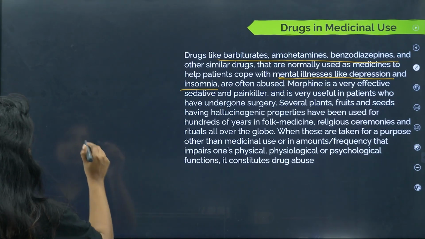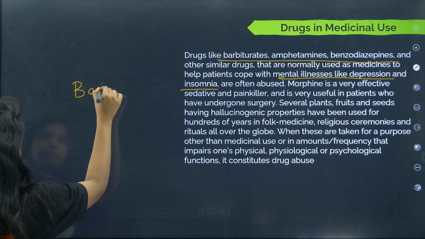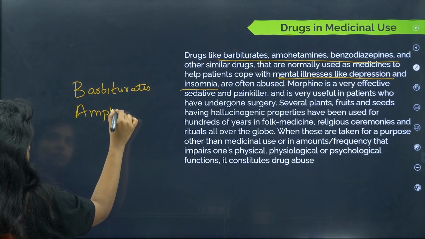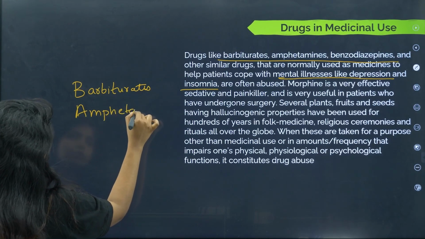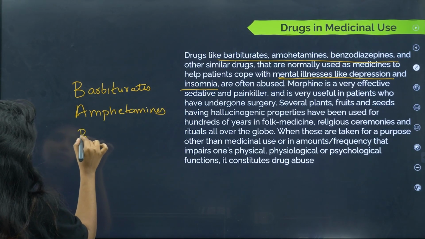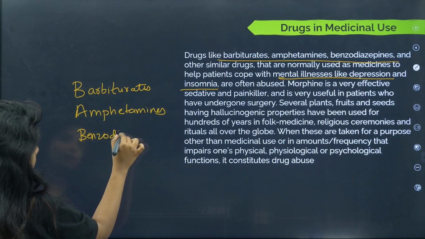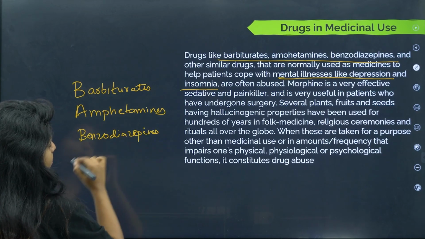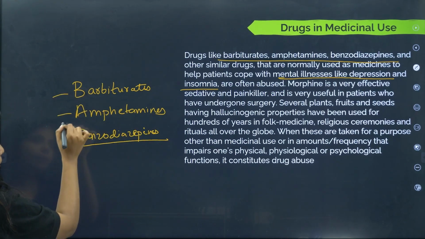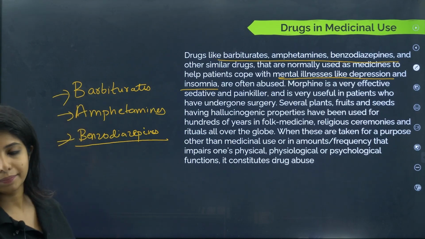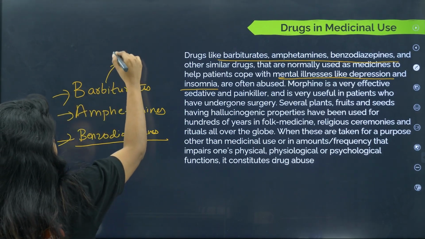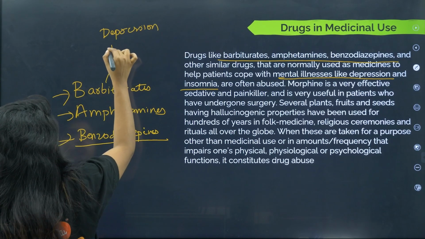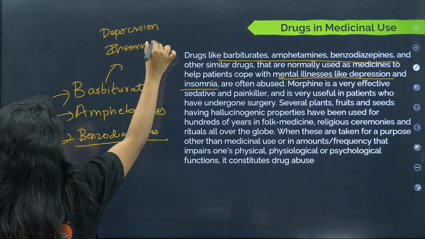So what are these things, children? You have to remember: barbiturates, amphetamines, and benzodiazepines. I hope the spelling is right. Yes, the spelling is right. Benzodiazepines, BAB, PAP. All of them are used for treating mental illness like depression and insomnia. Insomnia as in you are not able to sleep properly, you are awake for the whole night.